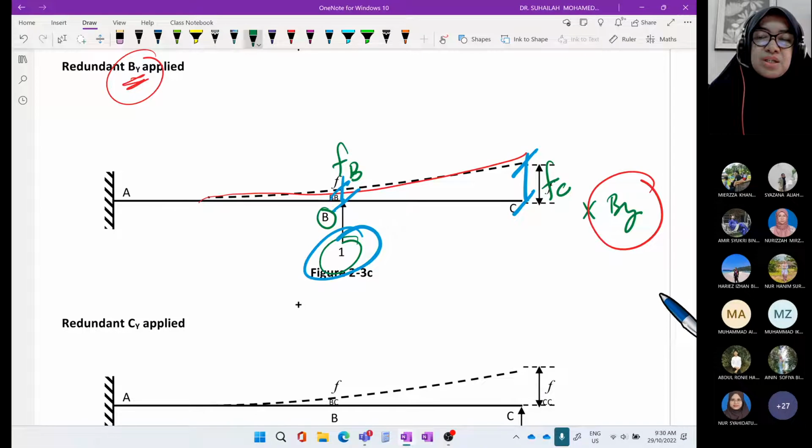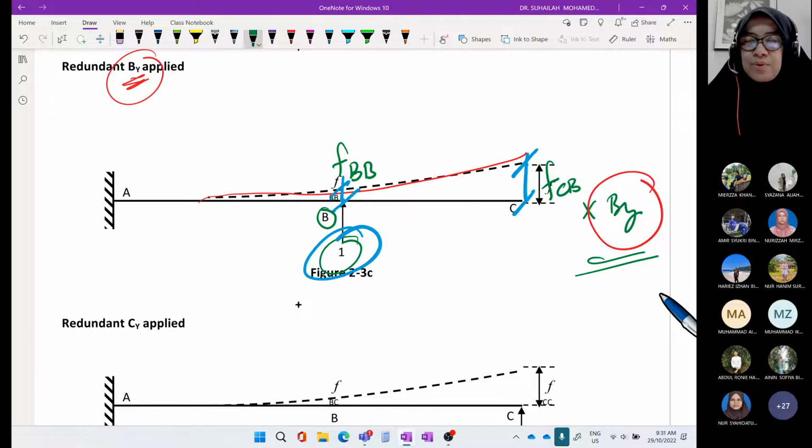The second notation refers to the type of beam. It is redundant BY applied, so we will put B as the label. So B and B. We have FBB at position B, and FCB at position C. The first notation is for the position. Okay, we have FBB and FCB. And remember, F cannot stand alone. In the equation later on, we have to times it with BY, times with the redundant.